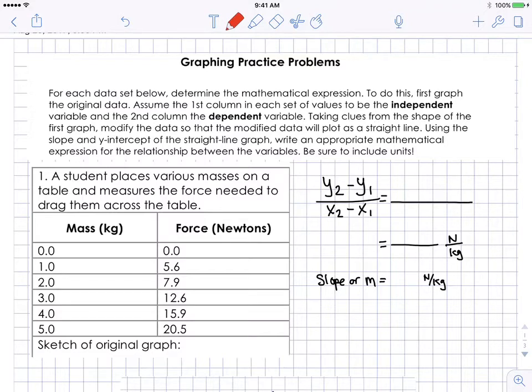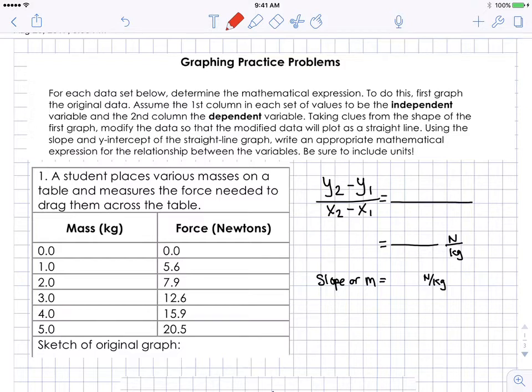Okay, so for each data set below, determine the mathematical expression. This handout says expression, mathematical expression. It just means mathematical model. So you'll hear these two terms interchangeably. You'll hear mathematical expression and mathematical model. They're the same thing. All right, to do this, first graph the original data.